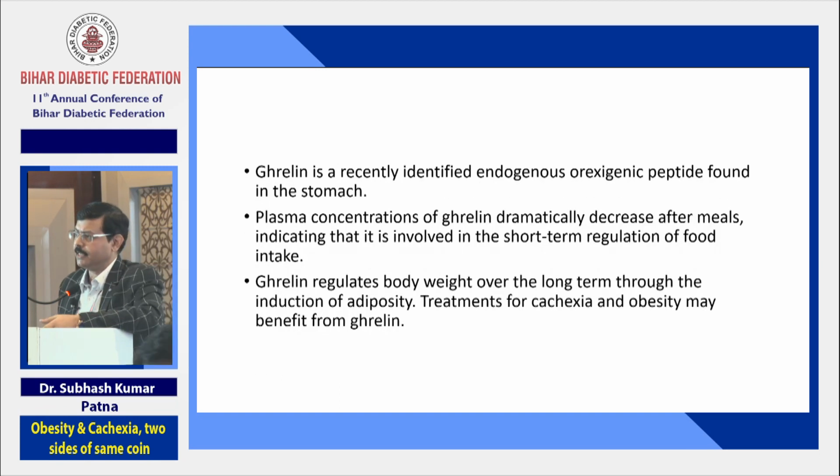The other hormone, other than leptin, which is counter-regulatory is ghrelin, a recently identified endogenous orexigenic peptide found in the stomach. The leptin was from the adipose tissue, and this is from the stomach. When your stomach is empty, these ghrelins have their role. Plasma concentration of ghrelin dramatically decreases after a meal. What does it mean? It indicates that it is involved in the short-term regulation of food intake, and ghrelin regulates body weight over the long term through the induction of adiposity.